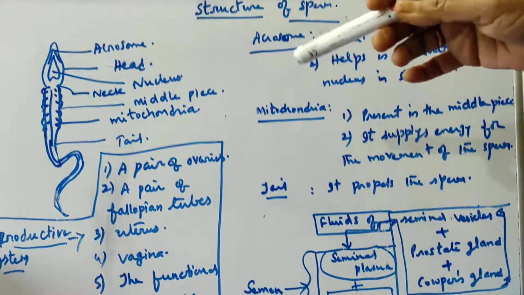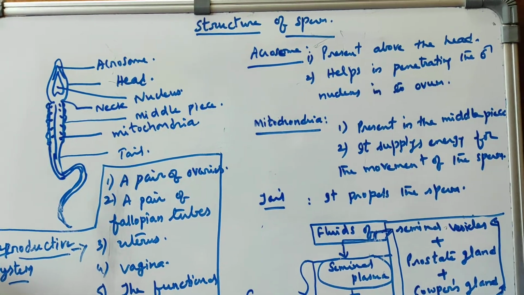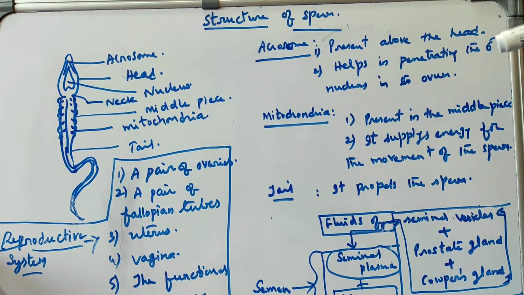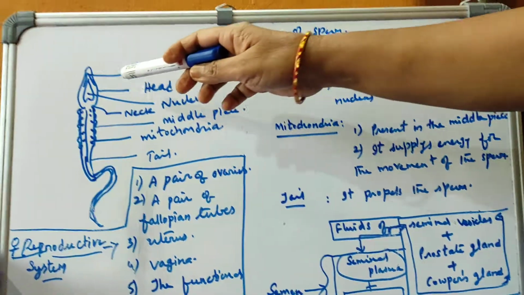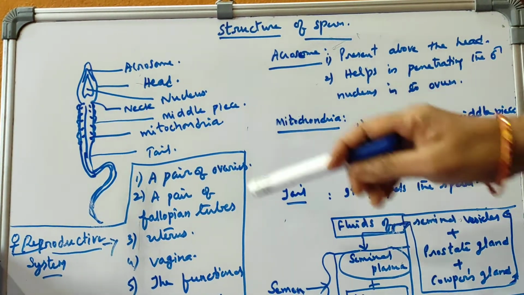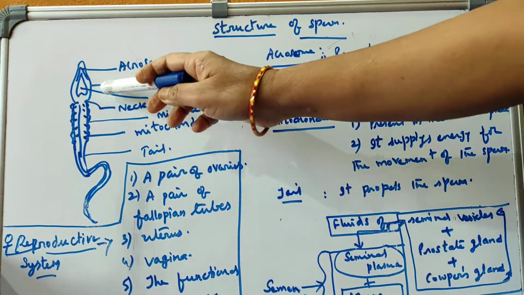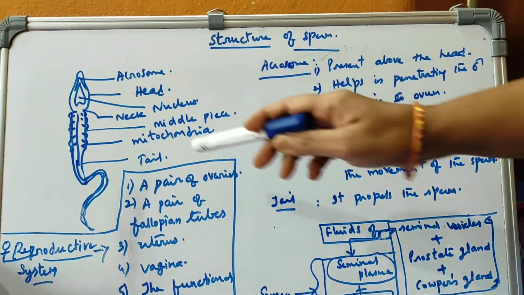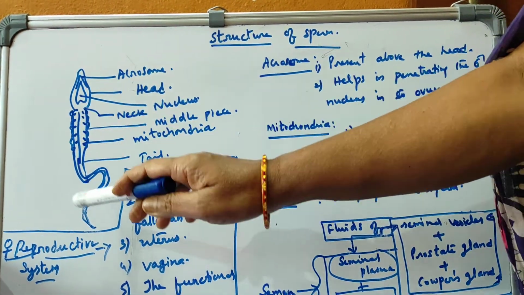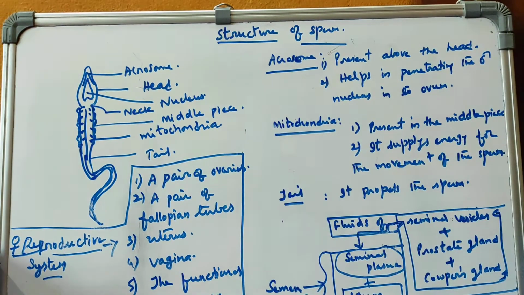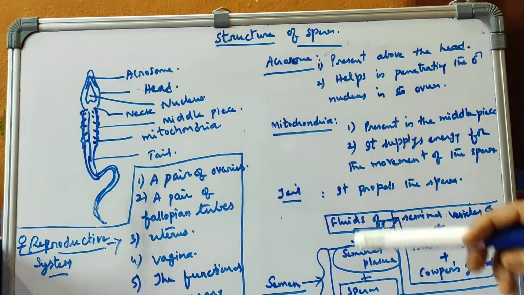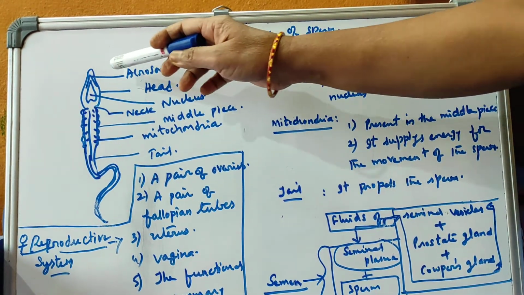In the previous video, I discussed the male reproductive system of human beings. Now, I will discuss the structure of sperm. So this is the sperm structure. At the top, you can see the acrosome just above the head. This is the head. Then at the center, you can see the nucleus. And this is the neck portion, this is the middle piece, and this is the tail. Here at the center, you can see the mitochondria, which gives energy. Now let us see the function of each and every part of this sperm.